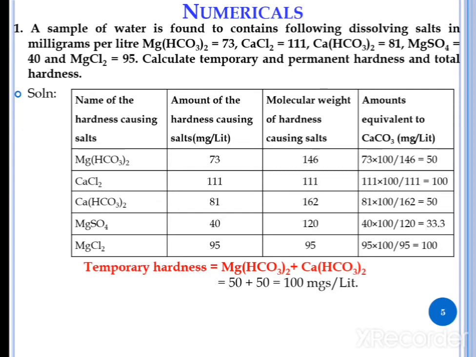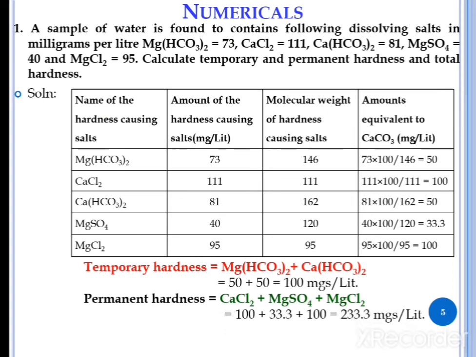Then the remaining factors are responsible for permanent hardness. As you know, the factors responsible for permanent hardness are chlorides and sulfates of calcium and magnesium. Therefore CaCl2, MgSO4 and MgCl2 give you the permanent hardness. So the addition of these gives permanent hardness of 233.3 milligrams per liter.